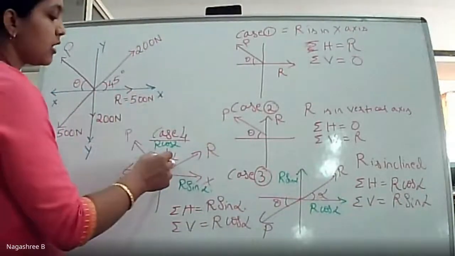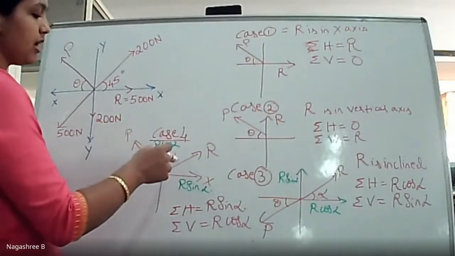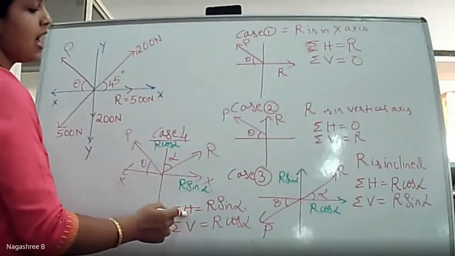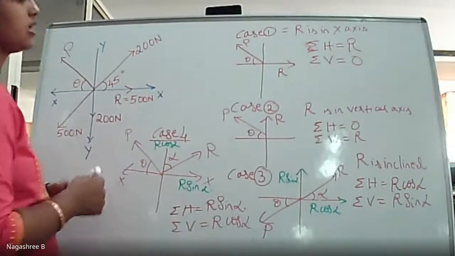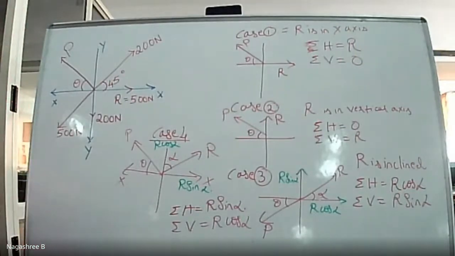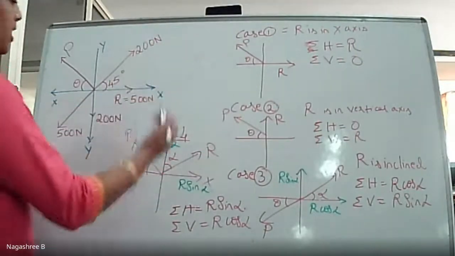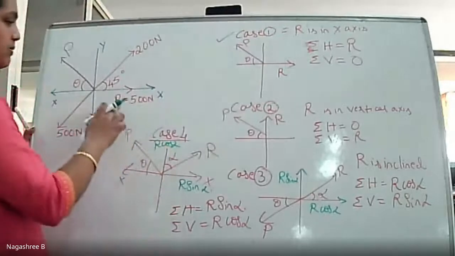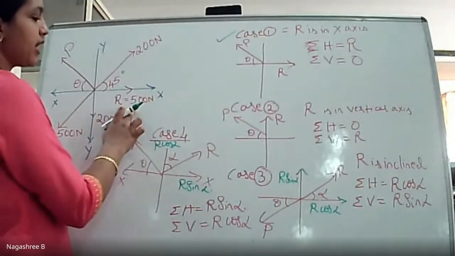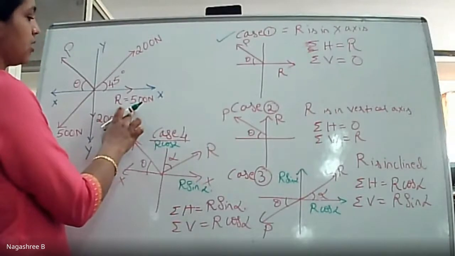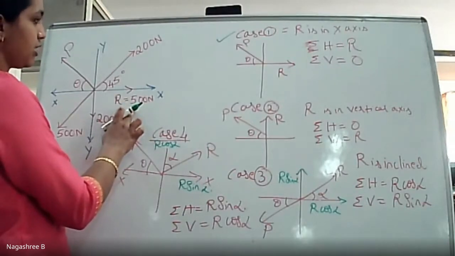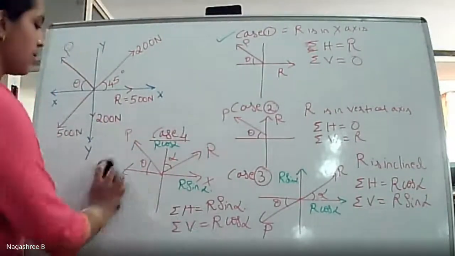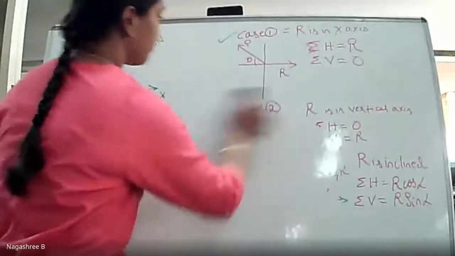If it is inclined with reference to the vertical axis, then sigma h is equal to r sin alpha and sigma v is equal to r cos alpha. Coming on to this numerical, we have the first case, meaning the r is exactly on the x-axis, and therefore sigma h should be equated to r and sigma v is equal to 0. So coming on to the solution of this problem.